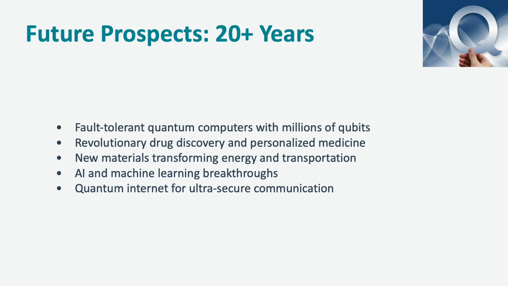The combination of quantum computing and artificial intelligence might lead to AI systems with capabilities far beyond what's possible with classical computers. Finally, we might see quantum internet, where quantum key distribution enables provably secure communication across global networks.